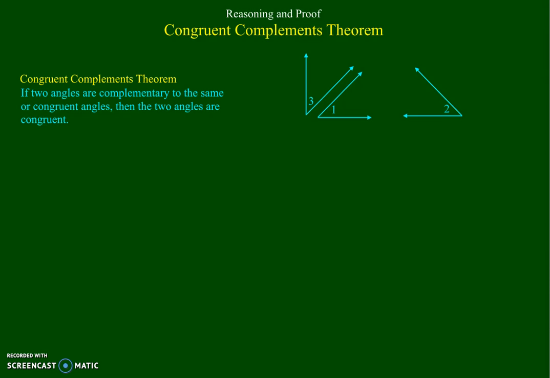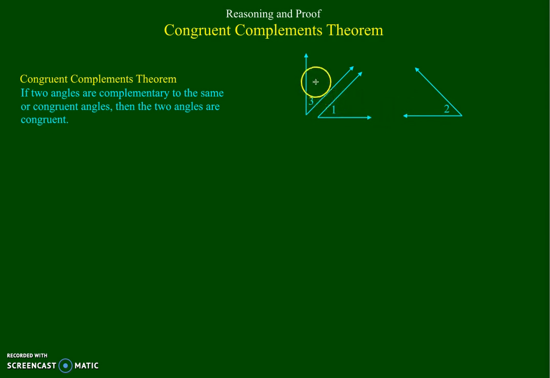The first one is the congruent complements theorem. The congruent complements theorem says if two angles are complementary to the same or congruent angles, then the two angles are congruent. So here, if we say that angle 1 is complementary to angle 3, remember complementary means two angles whose measures add up to 90 degrees. So if I say angle 1 is complementary to angle 3, and angle 2 is complementary to angle 3, then these two angles have to be congruent.